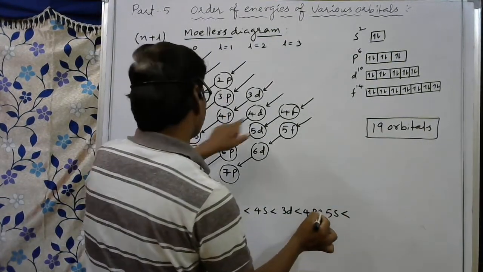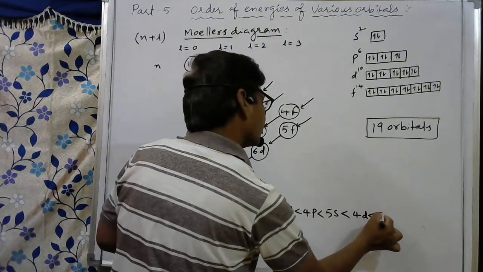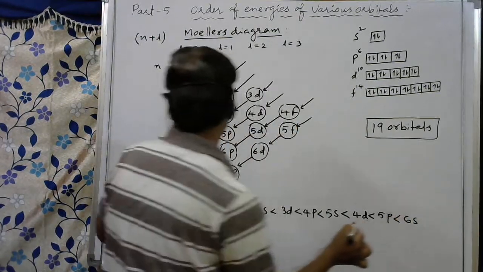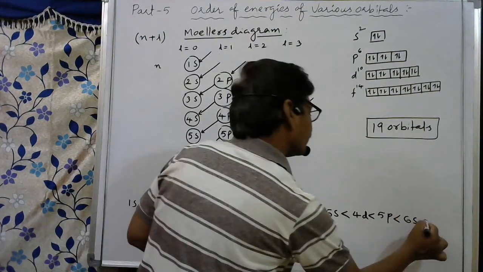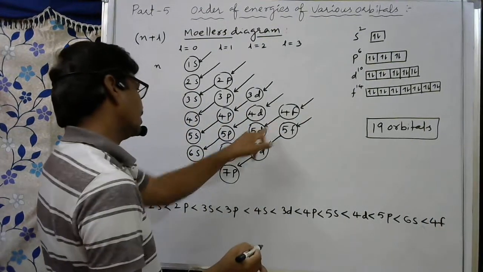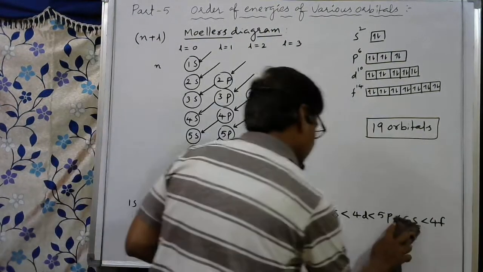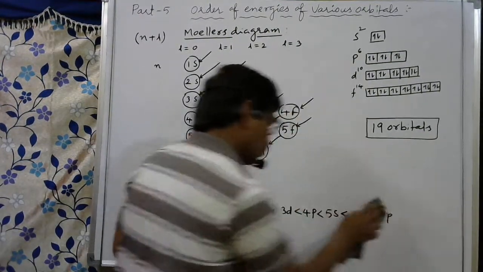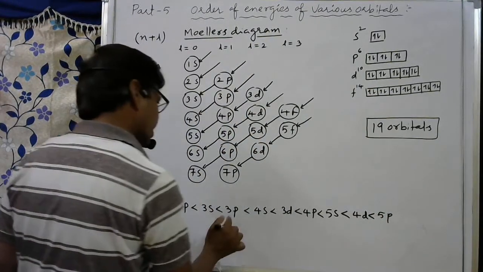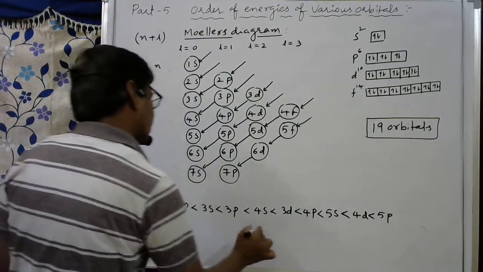Then after that, 4d. Then 5p. Then 6s. Then 4f. After 4f, 5d. Here I am writing up to 6s, up to 6p, 5p here. Then here I am extending. After 5p, then 6s.